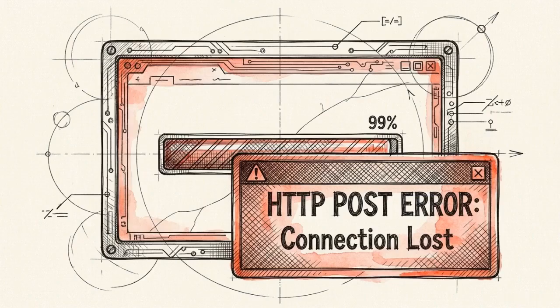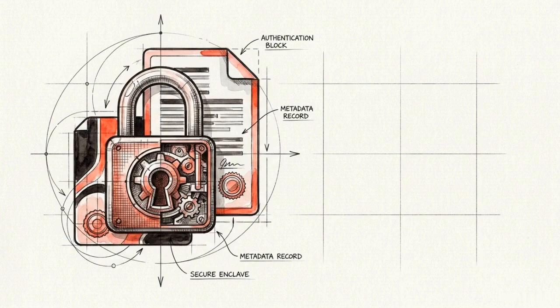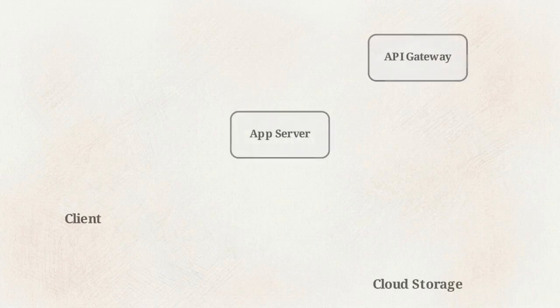If you try to upload a massive 100 gigabyte video file through a standard HTTP post request, a single dropped packet or transient network glitch forces the entire transfer to restart from zero. It is structurally unviable. The architectural mandate is strict. You must decouple the control plane, which handles metadata and authentication, from the data plane, which moves the actual raw video bytes. This chart shows initialization.